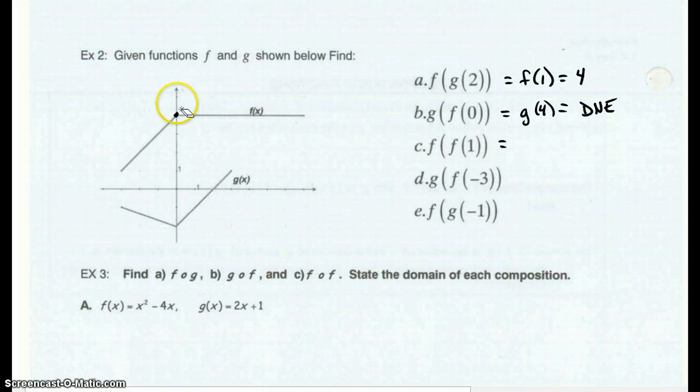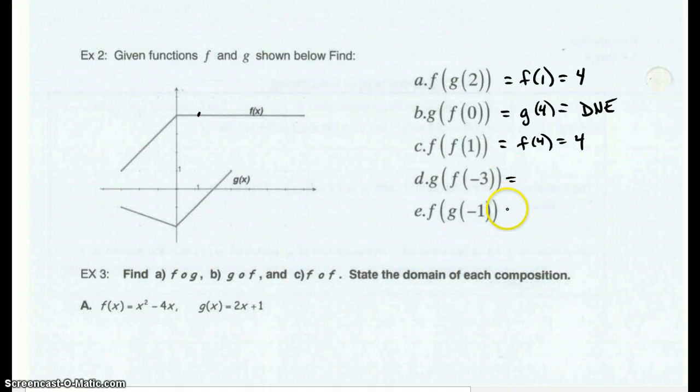All right, now here's something new. You can actually compose a function with itself. We're going to find f of 1 first here. f of 1 is 4. So then you take that output and you plug it back into f, and f of 4 actually equals 4.